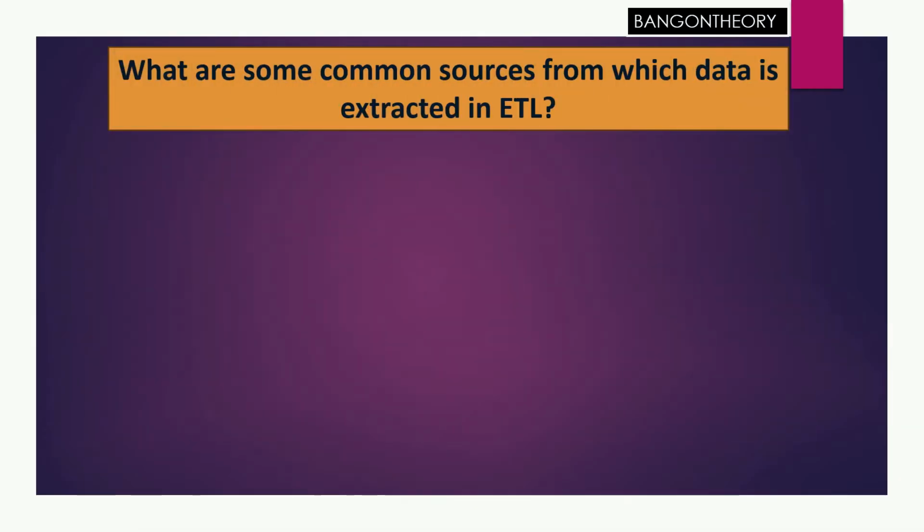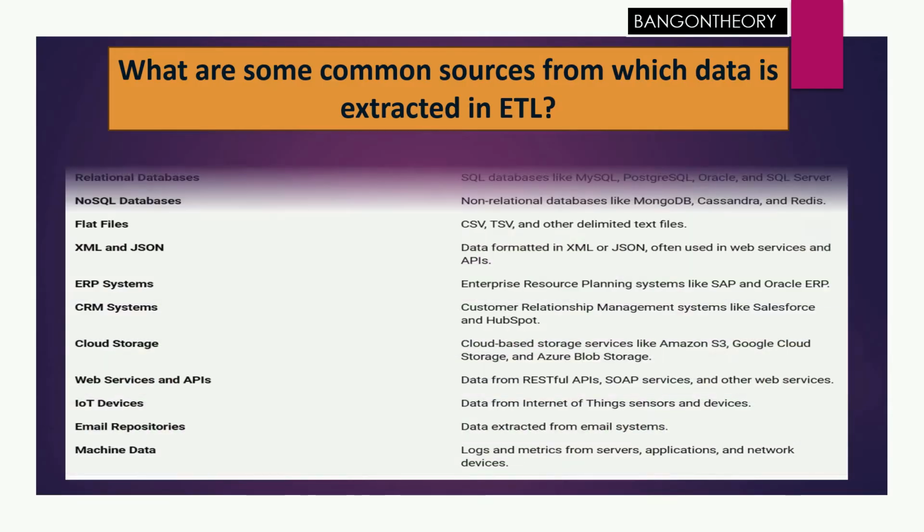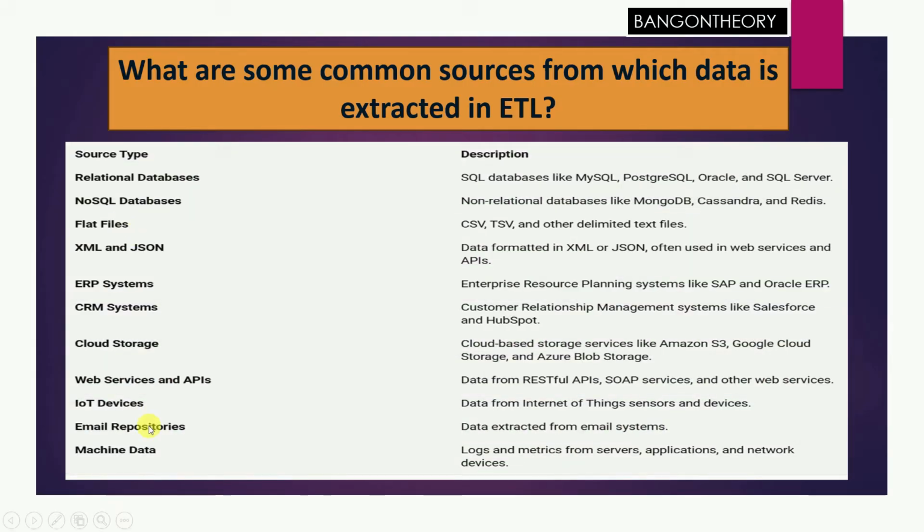So the next question is, what are some common sources from which data is extracted in ETL? These are the most common sources: relational databases, MySQL, PostgreSQL, Oracle, SQL Server; NoSQL, MongoDB and Cassandra; flat files, CSV files, TSV files; and XML, JSON. So these are the sources from which data is extracted in ETL.